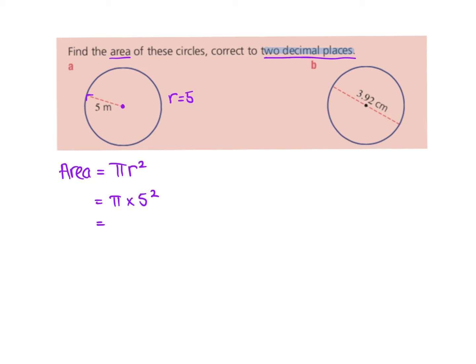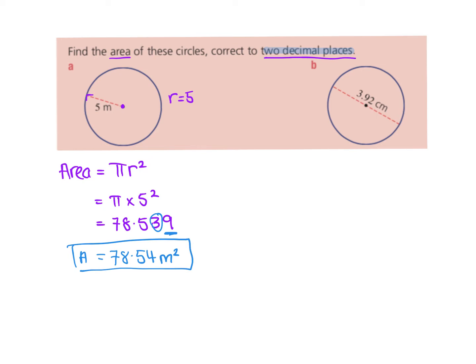So you can type that in your calculator. So we're going to write the answer. We've got 78.539. Now I wrote 3 there because we want 2 decimal places. So 2 decimal places means I need to look at this one. Because this is above 5, this number will go up. So my answer will be 78.54. It was meters and it's squared because it's an area. And there's my final answer.